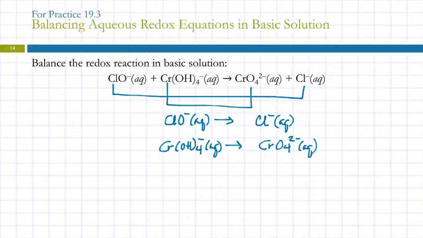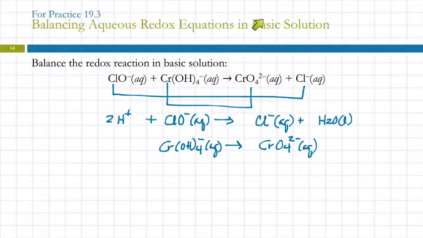First balance for mass. My chlorines are okay, but I have an oxygen here. I balance the oxygens by adding water. So I'm going to add water on that side so that I get the correct number of oxygens. Then I have to balance the hydrogens. I do that by adding H+. So I need 2 H pluses over there.